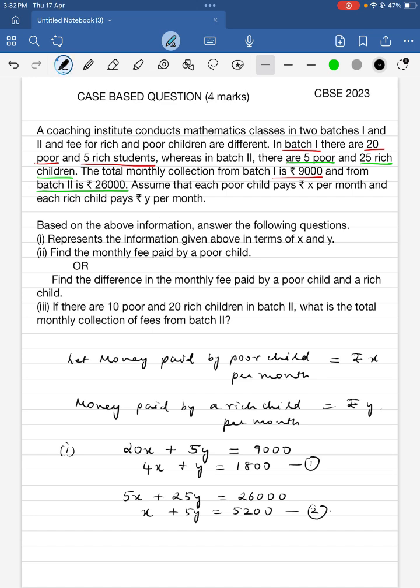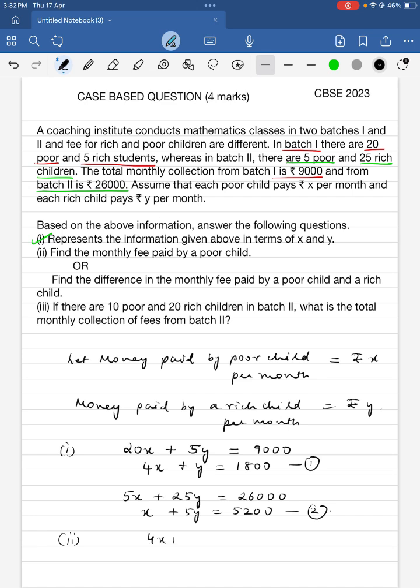Okay, so we are done with the first part of the question. We have answered this. We have represented the information given above in terms of x and y by forming two linear equations. Now in the second part, they have asked us to find the monthly fee paid by a poor child. Okay, so what is a monthly fee paid by a poor child? It's rupees x, right? So if I solve the two linear equations and find the value of x, then I'm done, right? I can find the monthly fee paid by a poor child. Okay, so let me just solve the second part.